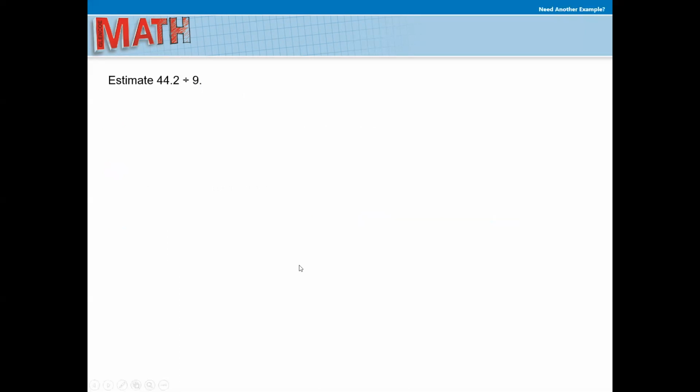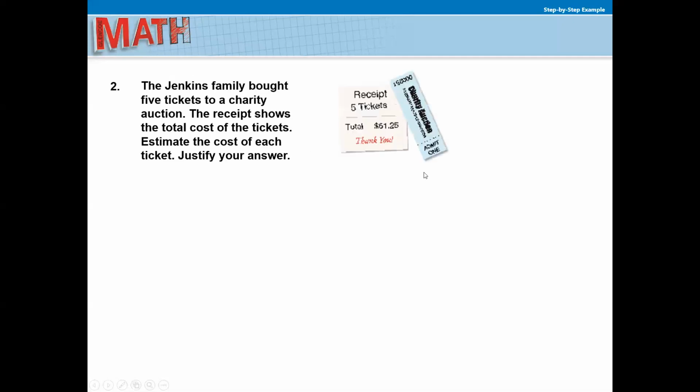Here's another example. Estimate 44 2/10 divided by 9. Get your math notebook, press pause while you're doing your long division. Use your estimating. You're looking for something compatible to 9, so think of your multiples of 9 while you're deciding what to round here. When you're ready to continue, press play.